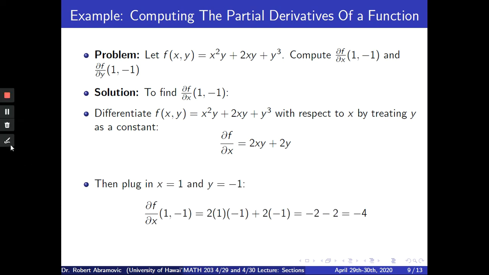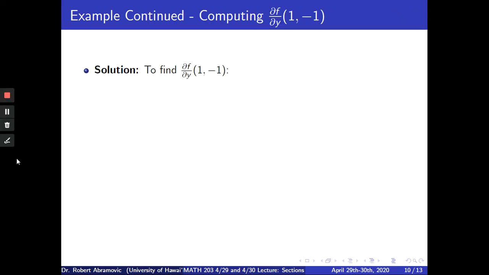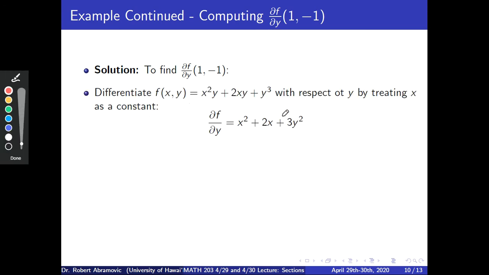Now we're going to just plug in. Next step is straightforward. We just plug in x is 1, y is negative 1. When x is 1 and y is negative 1, this first term is 2 times 1 times negative 1. We add 2 times negative 1. Negative 2, negative 2, negative 4. To find df dy at 1, negative 1, differentiate the function with respect to y by treating x as a constant. df dy is equal to x squared. So here y is a constant.